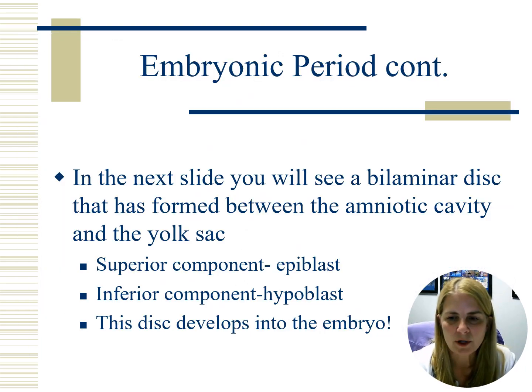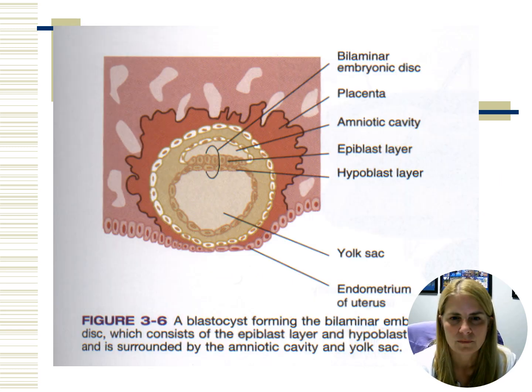In the next slide, we're going to see that blastocysts start to change, and we're going to see a bilaminar disc that forms across. And I'll explain the superior component of the epiblast and the inferior component of the hypoblast in the next slide, because that bilaminar disc is going to develop into the actual embryo.